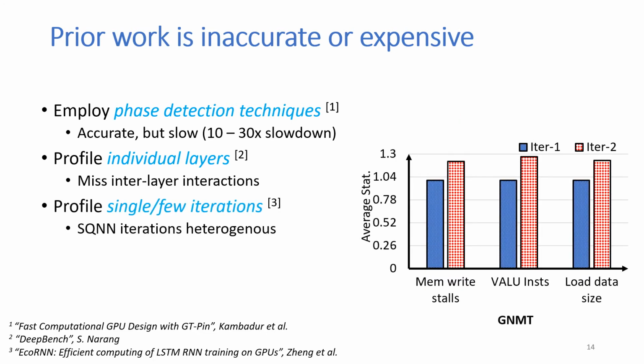Finally, there are other works which profile end-to-end models but approximate the profile with a single or a few iterations. This works well for CNNs because, as we showed earlier, they have homogeneous training iterations. SQNNs, on the other hand, have heterogeneous iterations, further highlighted by the figure here. This plot shows average architectural stats for a few iterations of GNMT. As you can see from the plot, these stats can vary by up to 30% across iterations, making profiling of a single or a few iterations inaccurate.